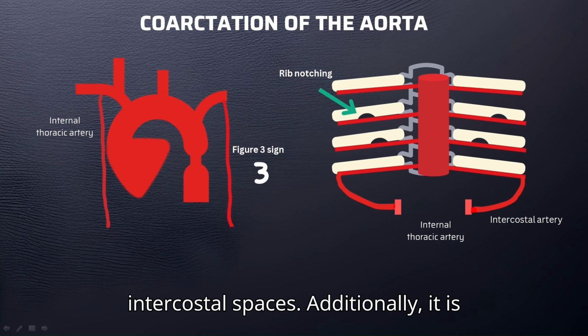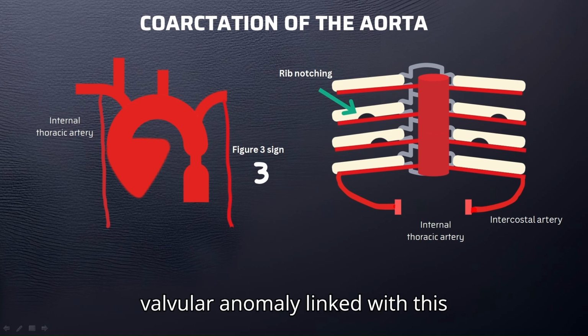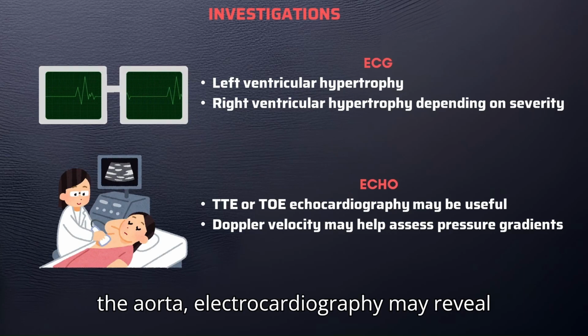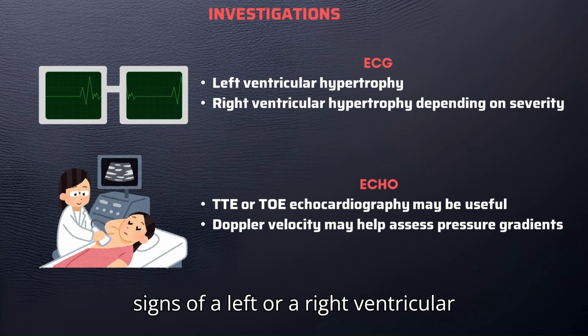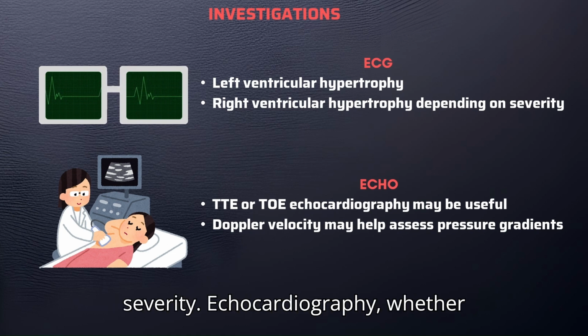In cases of severe coarctation, this may actually evolve into a continuous murmur from collateral circulation, particularly in the intercostal spaces. Additionally, it is important to note that the most prevalent valvular anomaly linked with this condition is a bicuspid aortic valve. Now, in the evaluation of coarctation of the aorta, electrocardiography may reveal signs of a left or a right ventricular hypertrophy, reflecting the condition's severity.